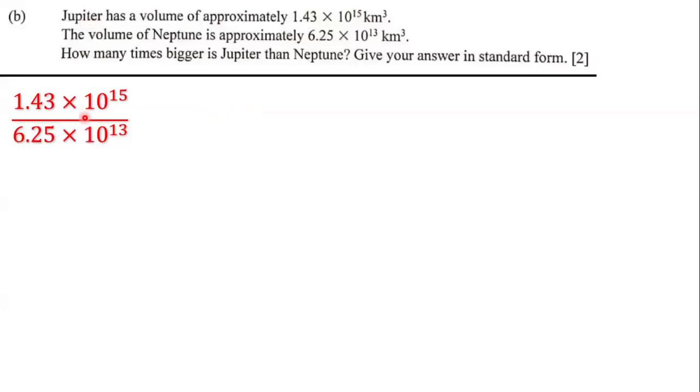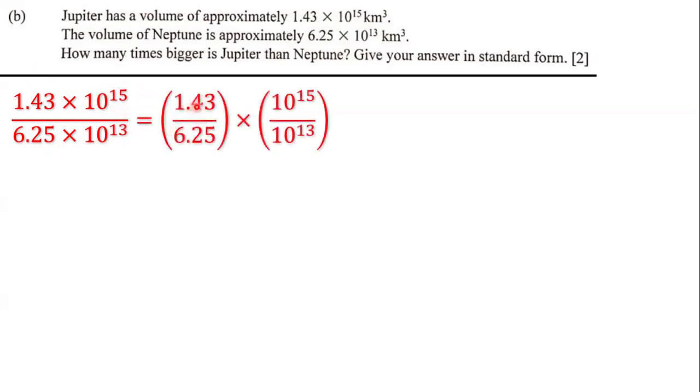And so we have 1.43 multiplied by 10 to the power of 15 divided by 6.25 times 10 to the power of 13. Now, in order to divide this, we are going to group them. So we're going to group the decimals, and we're going to group the terms that have 10 as the base. And so here we have 1.43 divided by 6.25, and we have 10 to the power of 15 divided by 10 to the power of 13.